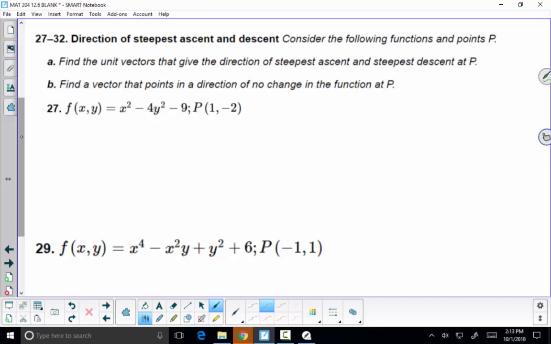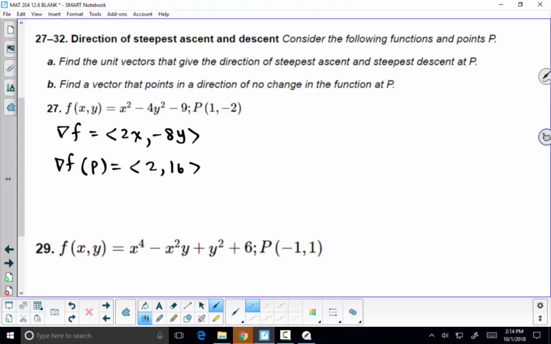So first let's find the gradient. The gradient is a vector. It is the vector of partial derivatives, so we can write it quite simply like this. The gradient is a vector in the domain. We can find the gradient at a point. So the gradient at point P, we plug in x to be 1, y to be -2. So that is the gradient vector at P.